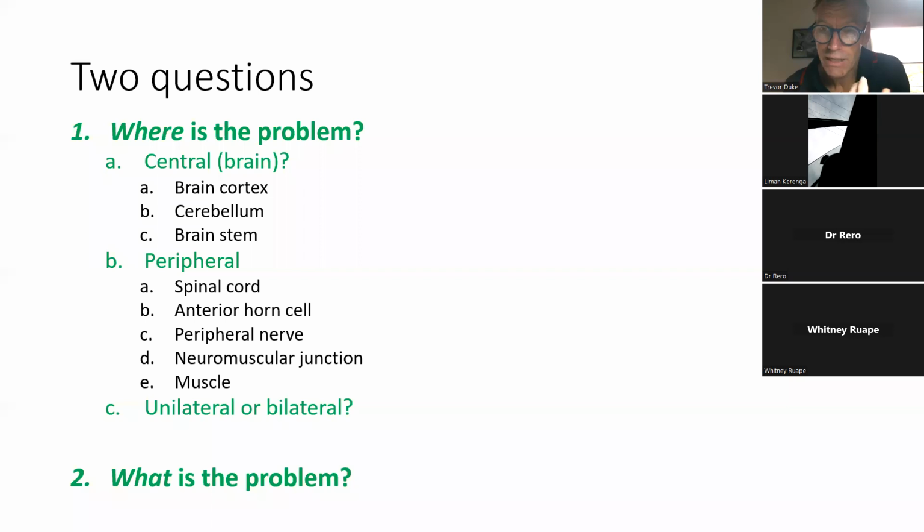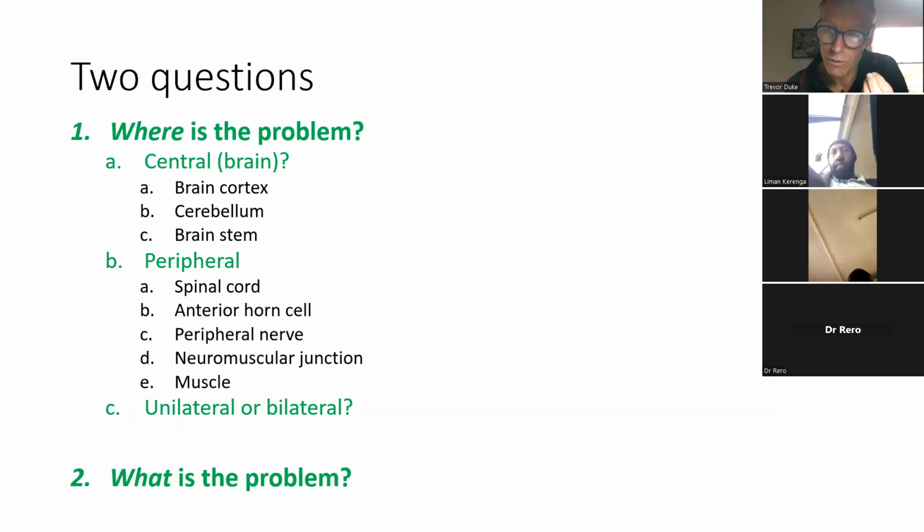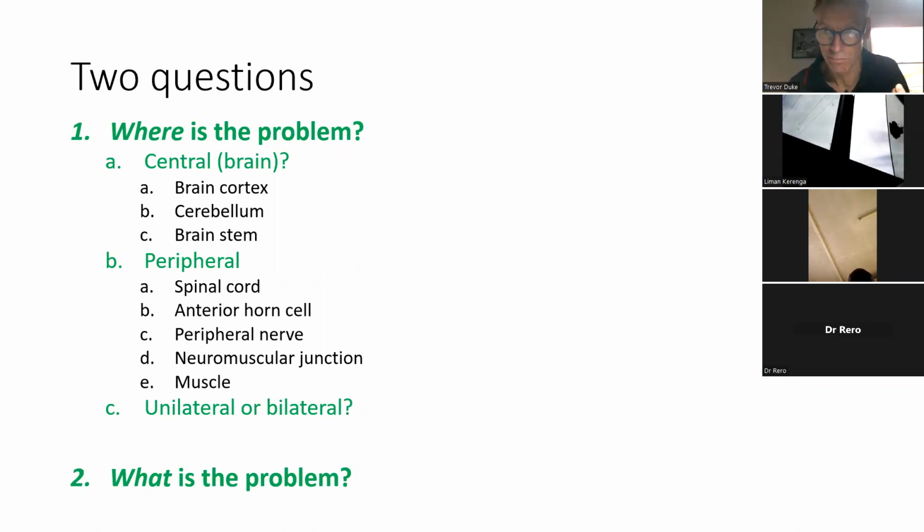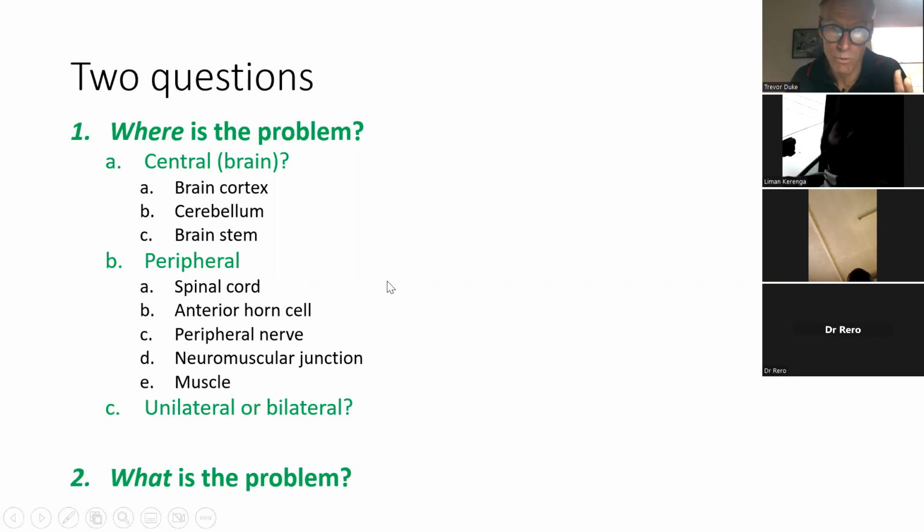Part of the reason for that is because when you work out where the problem is, that can give you a very good idea of what type of problems exist in those locations of the nervous system. And we'll go through this in a bit more detail.